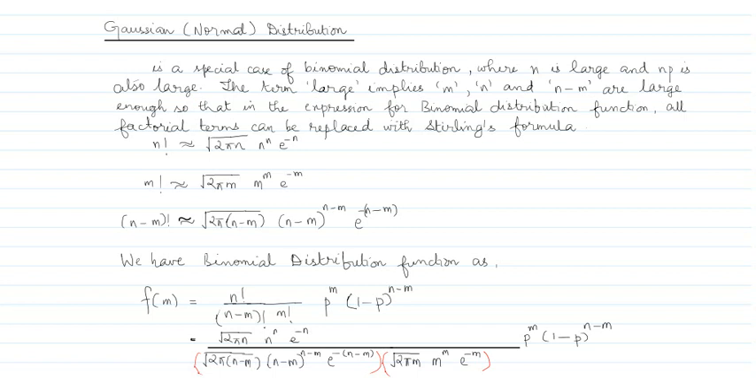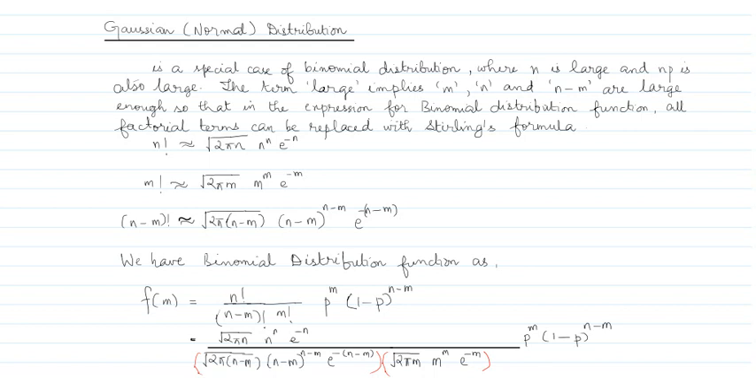If you remember what we discussed in lecture 6 on Poisson distribution, we saw that Poisson distribution is also a special case of binomial distribution, but there n was large, but the probability p was very small, so that np was a constant. But here n is also very large and np is also very large.